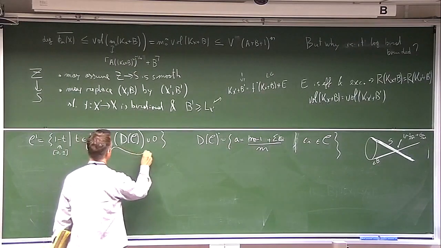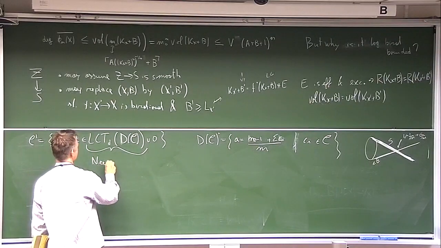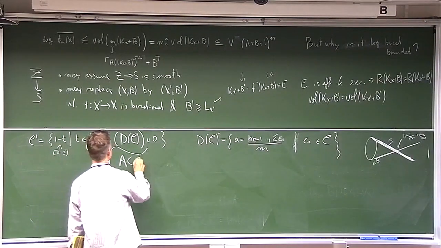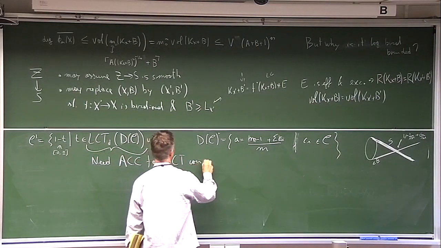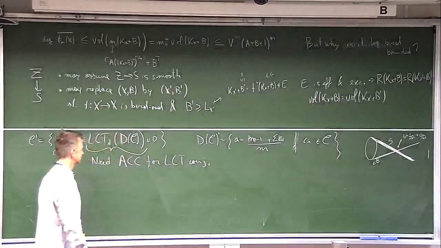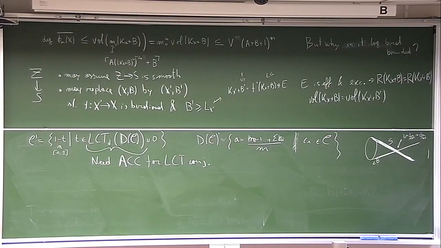So what we need is what's known as the ACC for LCT conjecture. So if I'm going to go this way, I actually have to prove that conjecture. And that's what I plan to do next time. And it actually ties in very nicely because it turns out that that conjecture is a fairly easy consequence of the boundedness of log canonical models. It may be surprising, but when I write it down, you'll see that.